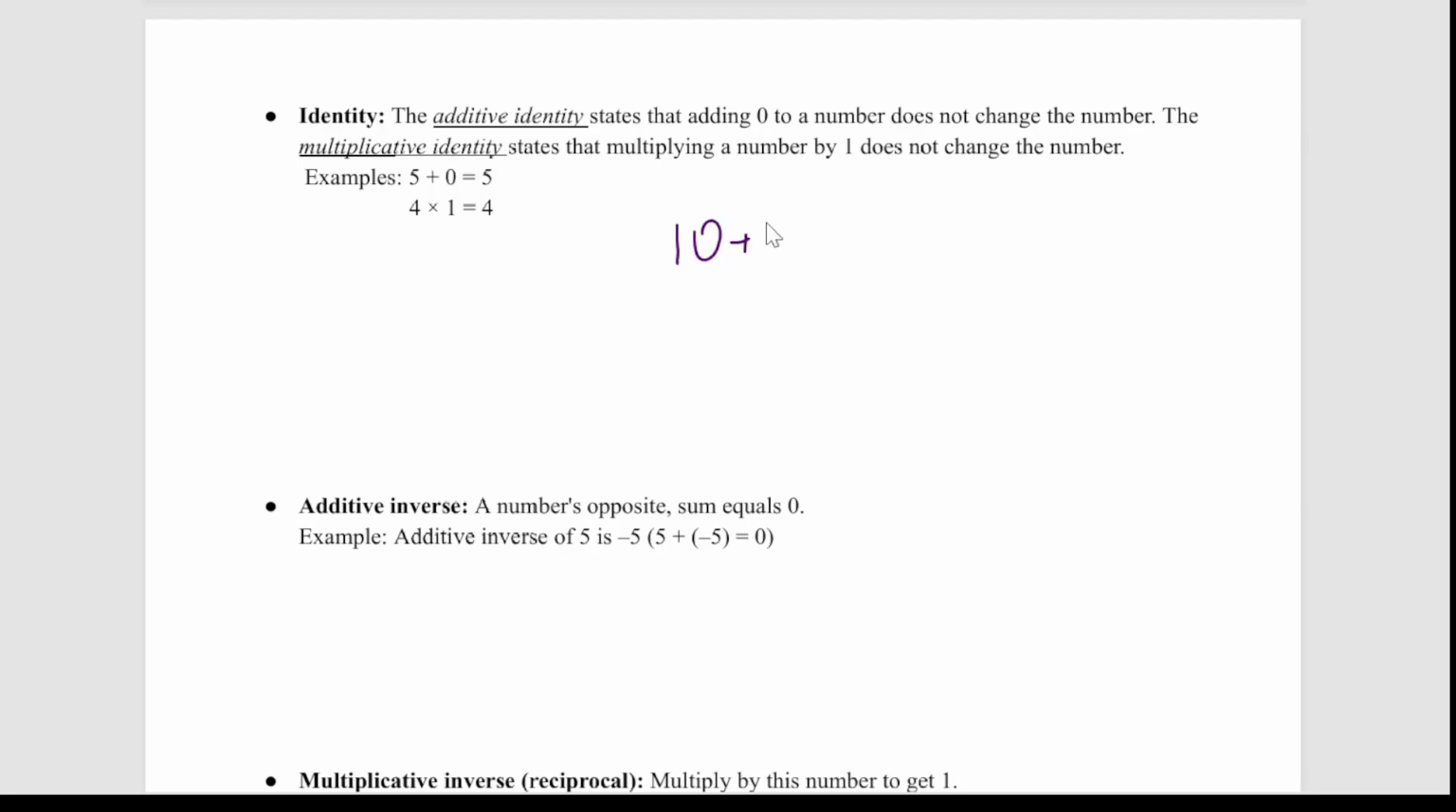So for example, if I have 10 plus 0, that's just going to be 10. That's the additive identity in action. And if I have 10 times 1, that's just going to be 10. Again, that's the multiplicative identity in action.